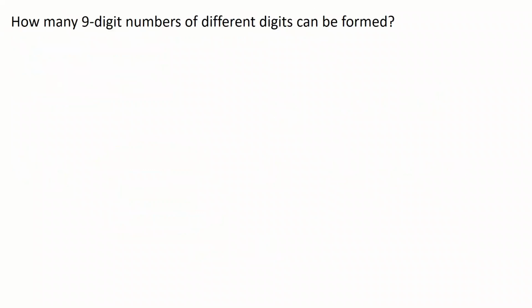How many 9-digit numbers of different digits can be formed? You have to form 9-digit numbers. Okay, so let's make 9 blanks over here. Now they have asked us to make a 9-digit number of different digits. That means no 2 digits can be repeated. So say for example, if you are using 2 over here, you cannot use 2 anywhere else.